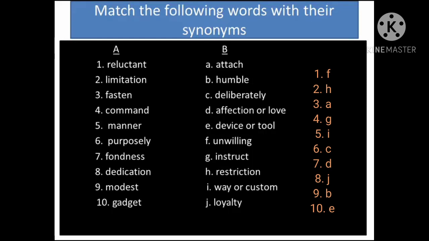Fasten, command, manner, purposely, fondness, dedication, modest, gadget. This is B side, and number... let us read from B side: attach, humble, deliberately, affection, love, device, tool, unwilling, instruct, restriction, way, custom, loyalty. Yeah, this is all about these vocabulary class. Let us come to the second vocabulary class.